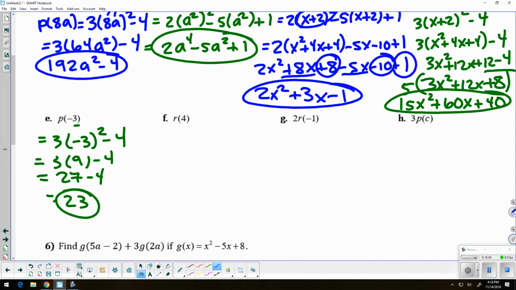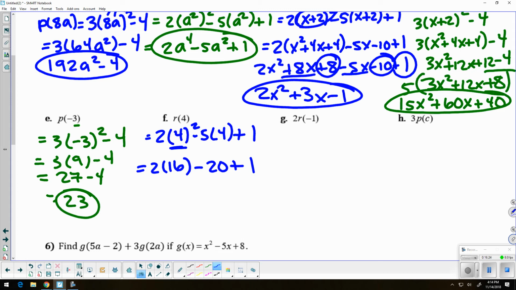The next one. So r of 4, you're plugging in 4 everywhere you see an x into r of x. So that would be 2 times 4 squared minus 5 times 4 plus 1. So plug it all in. So again, exponent comes first, 4 squared. That's 2 times 16 minus 20 plus 1, 5 times 4. 2 times 16, that's 32 minus 20 plus 1. So 32 minus 20, that's 12. 12 plus 1, you get 13.